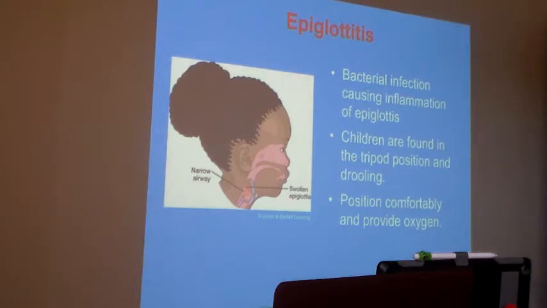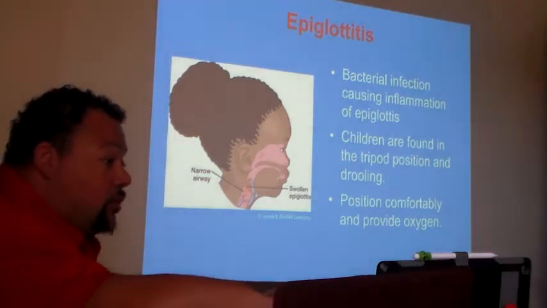How can you tell the difference between croup and epiglottitis? With croup, you're going to hear a seal bark cough. That's your sign and symptom. It's going to be very distinctive. Epiglottitis is going to have stridor with every breath. You're going to hear that very high-pitched stridor sound with every breath.